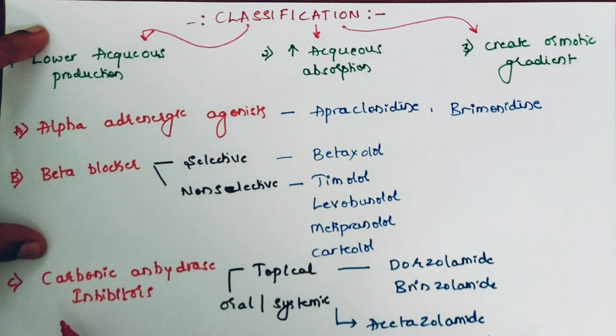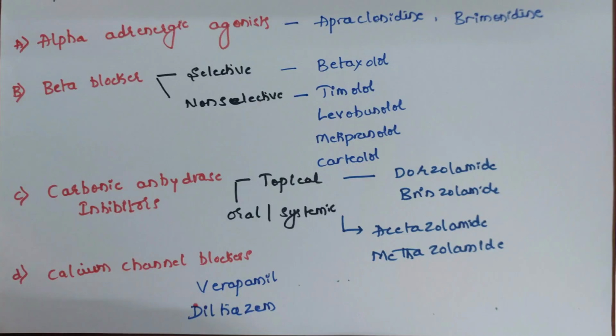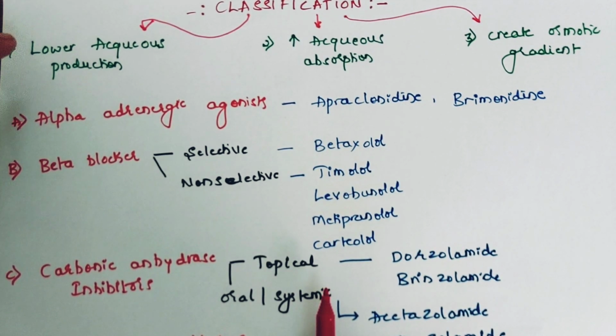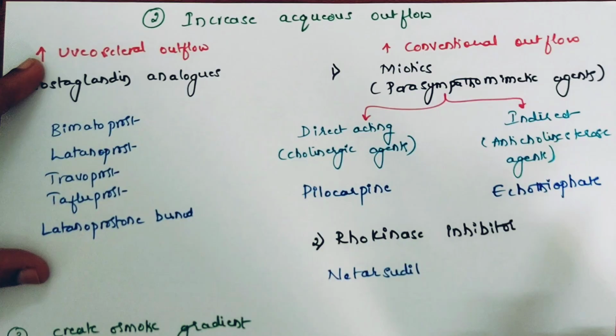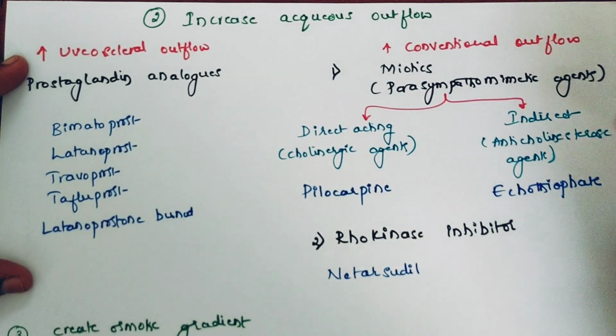Then we have C for carbonic anhydrase inhibitors. In that we have topical and systemic. In the topical we have dorzolamide and brinzolamide, and systemic acetazolamide and methazolamide. So for C you can also add calcium channel blocker, which is the newly introduced one for glaucoma treatment. Where other medications can't be used, this will come to the rescue. Here we have verapamil and diltiazem. So the medications which will lower the aqueous production: alpha-adrenergic agonist, beta blockers, carbonic anhydrase inhibitors and calcium channel blockers.